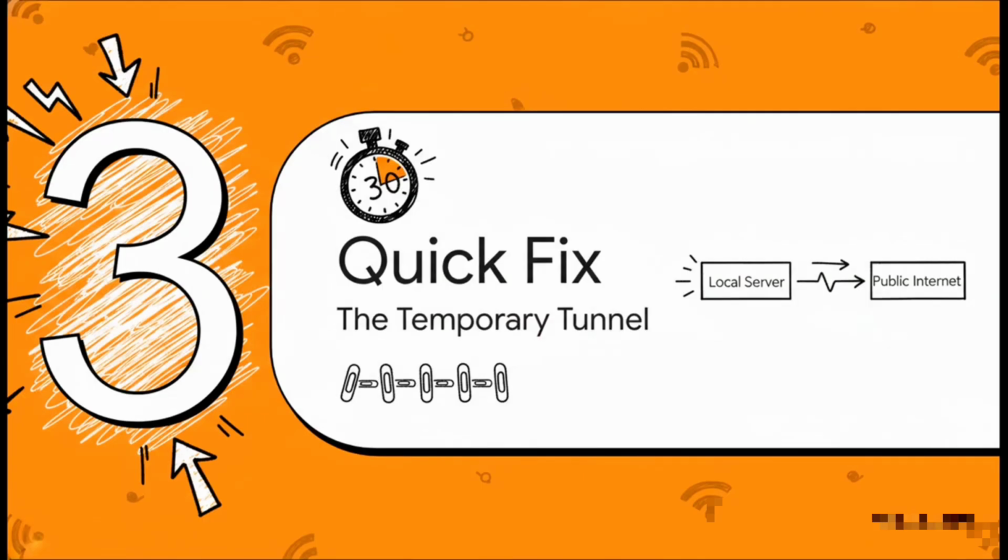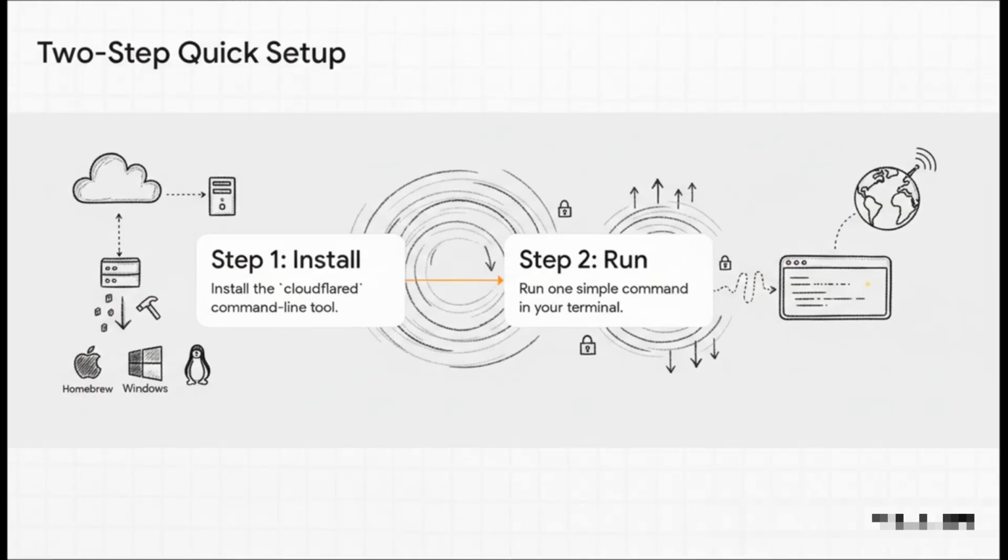All right, let's get our hands dirty. There are two ways we can set this up, and we're going to start with what I call the quick fix. This is for when you need a link to share like 30 seconds from now. No fuss, no setup, just pure speed. And I'm not kidding, this is basically a two-step process. First, you'll need to install a tiny little command line tool called Cloudflared. If you're on a Mac, you can get it with Homebrew. If you're on Windows or Linux, it's just a quick download. Once that's installed, you are literally one command away.